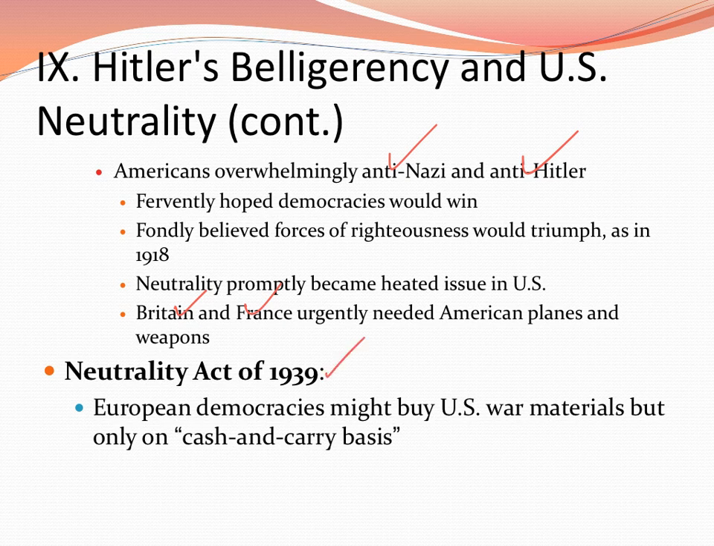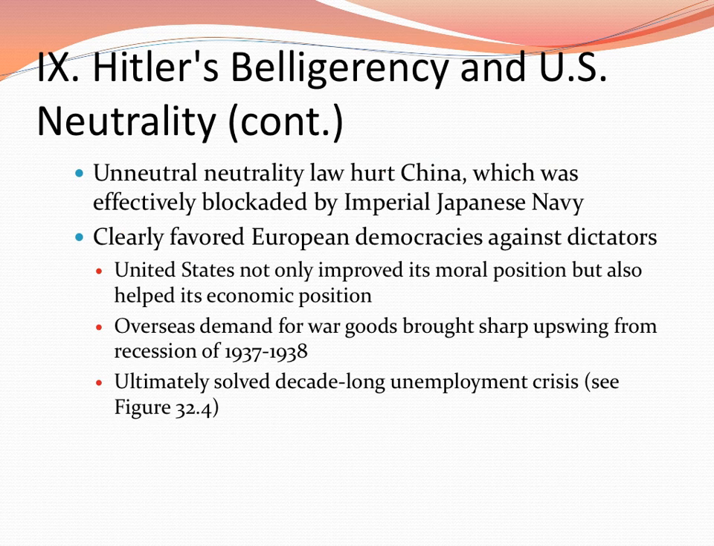The 1939 Neutrality Act will be a cash-and-carry deal, which basically meant that foreign nations, namely Britain, will be able to get war material from us, but they have to carry it on their boats, and they have to pay for it in cash. Our neutrality was clearly favorable for European democracies. The United States not only improved its moral position, but helped its economic position by selling stuff to foreign nations. And the demand for war goods helped swing us out of the recession, beginning to take us out of the Depression and the decade-long unemployment crisis.